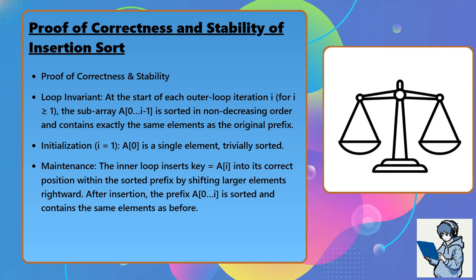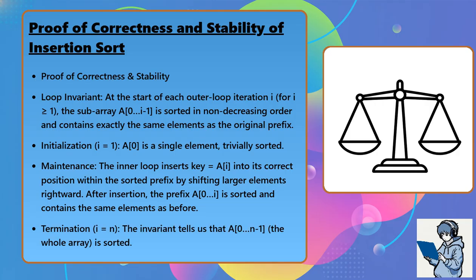Maintenance. The inner loop inserts key equals A[i] into its correct position within the sorted prefix by shifting larger elements rightward. After insertion, the prefix A[0..i] is sorted and contains the same elements as before. Termination, i equals n. The invariant tells us that A[0..n-1], the whole array, is sorted.